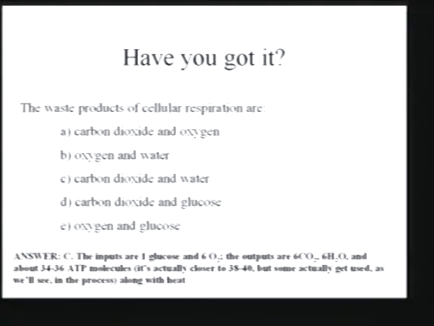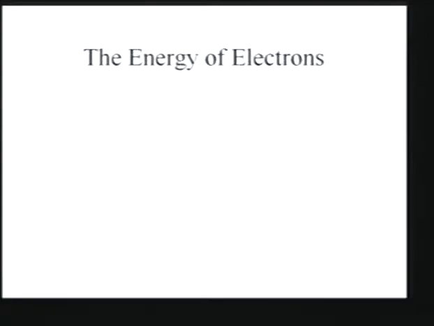Your book says 38, and the reason it says 38 is it doesn't take into account the few ATPs that are actually used during the process. But I do. That's why I say 34 to 36. Depends on whether you're a prokaryote or a eukaryote. Prokaryotes are actually better at it than we are, so they get more. And we produce some heat, which keeps us warm. Any questions so far?